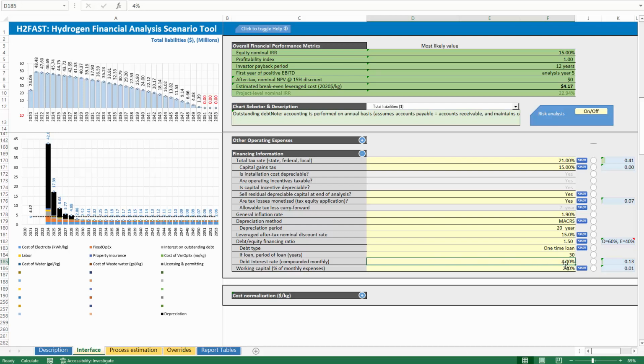This is the interest rate. We use a constant interest rate throughout time. So that's the mechanics that we're using.